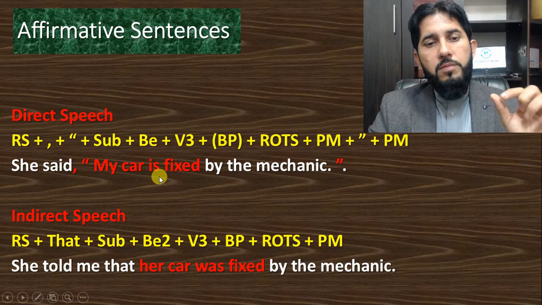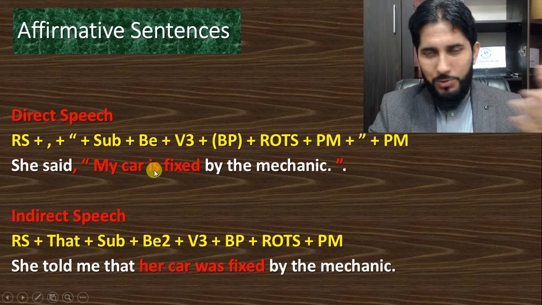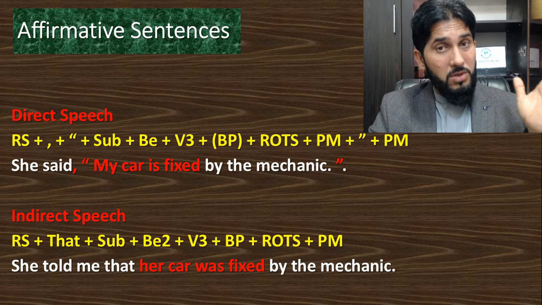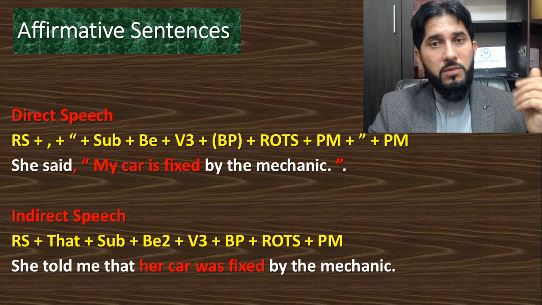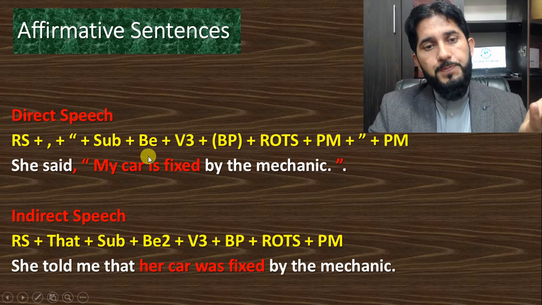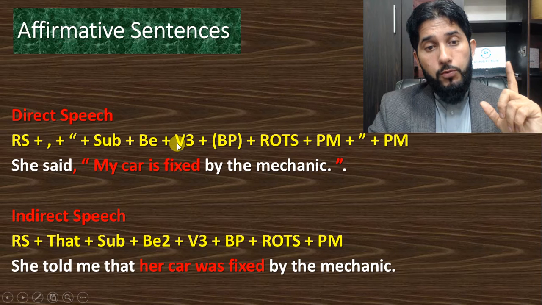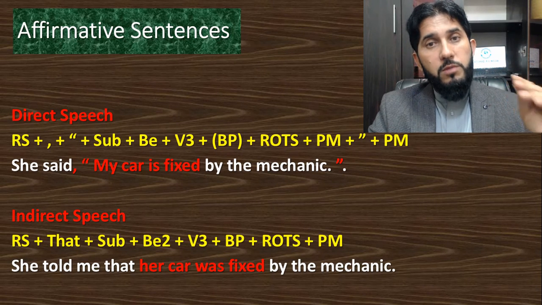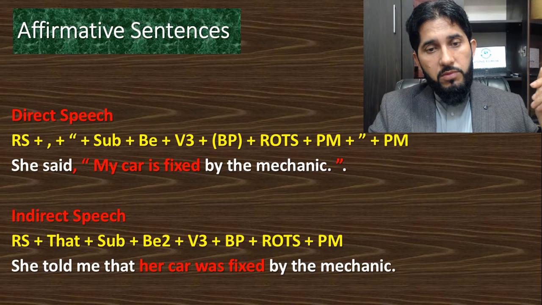Then the to be verb is according to the tense. Simple present tense, obviously we use is, am, are according to the subject. So my car is third person singular subject, the to be verb is. And then main verb in third form. In all 12 tenses in passive form, the main verb should be in third form or past participle form.